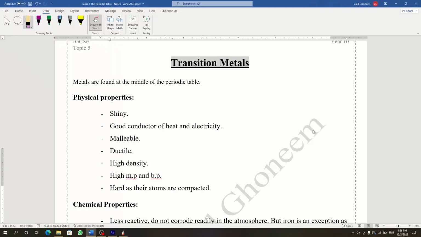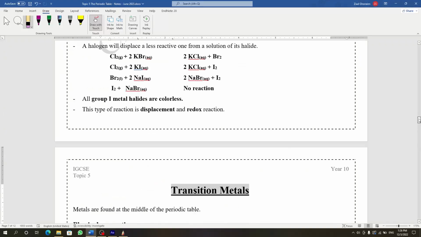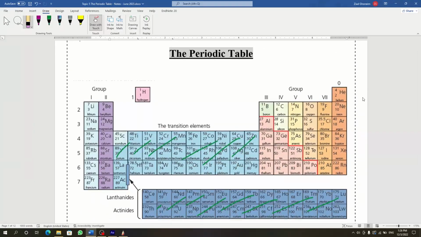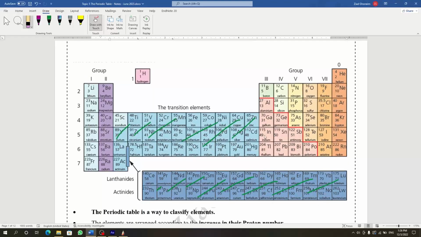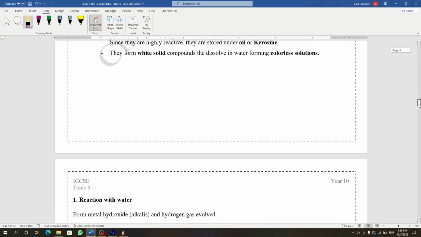In the last session we talked about alkali metals and group 7 nonmetals, the halogens. Today we'll talk about transition metals. These are metals found at the middle of the periodic table, as well as below the periodic table. As you can see right here, these are the transition metals, alongside the lanthanides and the actinides, as well below the periodic table.